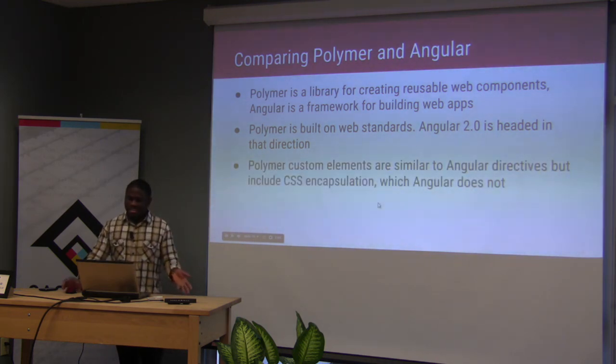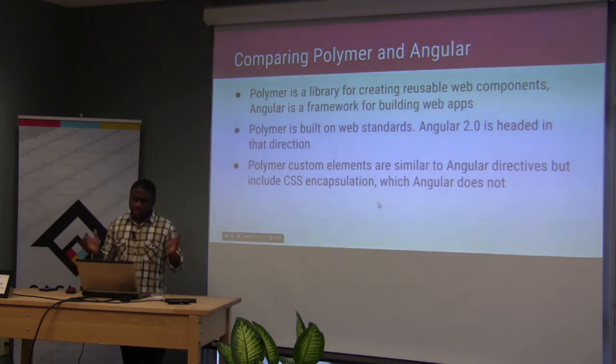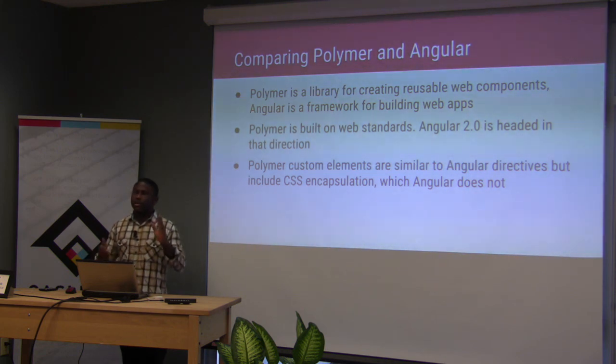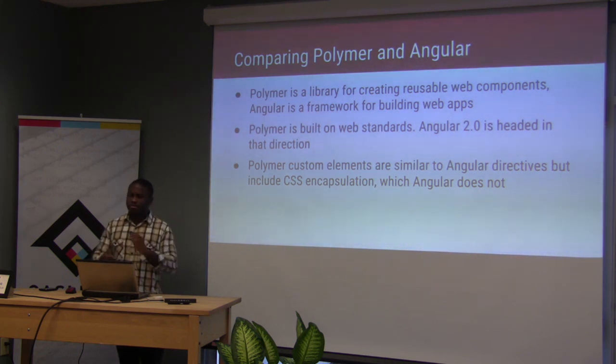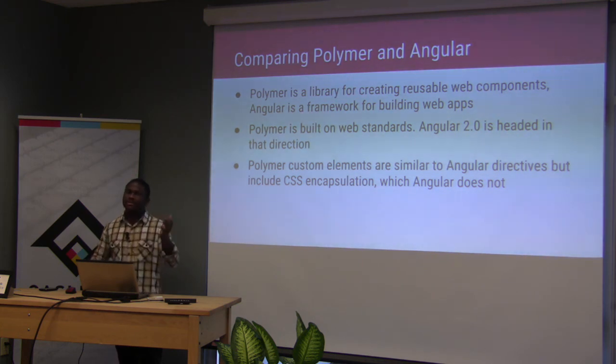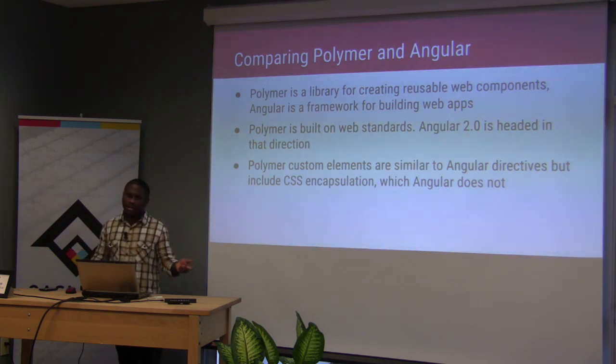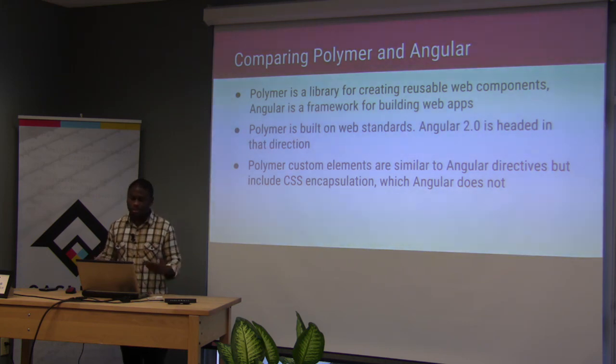Polymer custom elements are similar to Angular directives, but Polymer includes CSS encapsulation while Angular doesn't. And so with Polymer elements, the CSS you declare in that template section is only for that element. It doesn't affect the rest of the page, as opposed to Angular. You can have CSS in your directive, but it's available to every other element on that page. So that's a difference between the two of them.